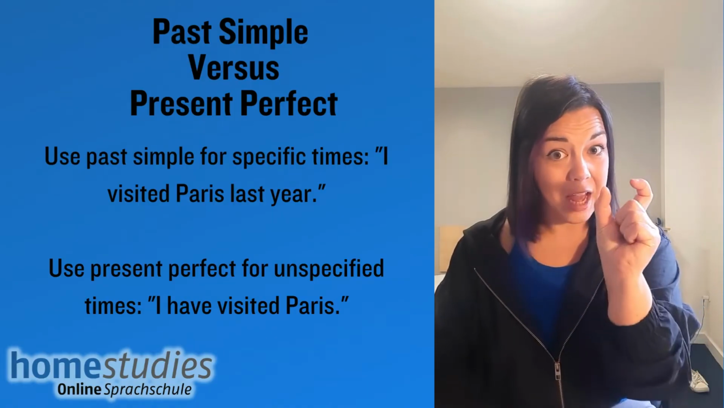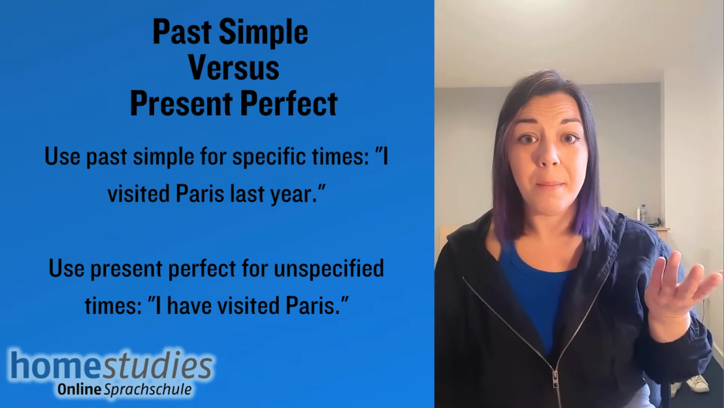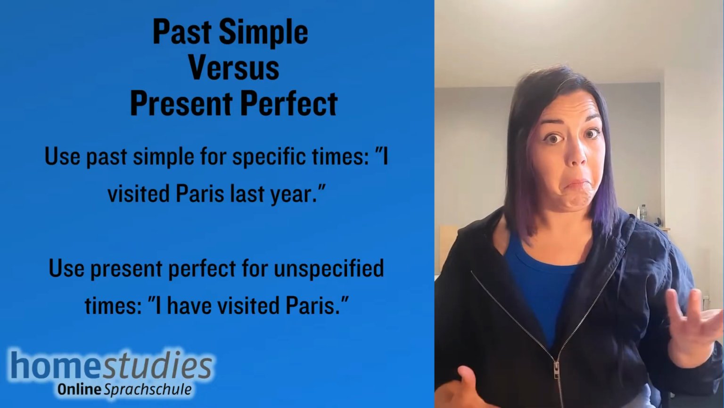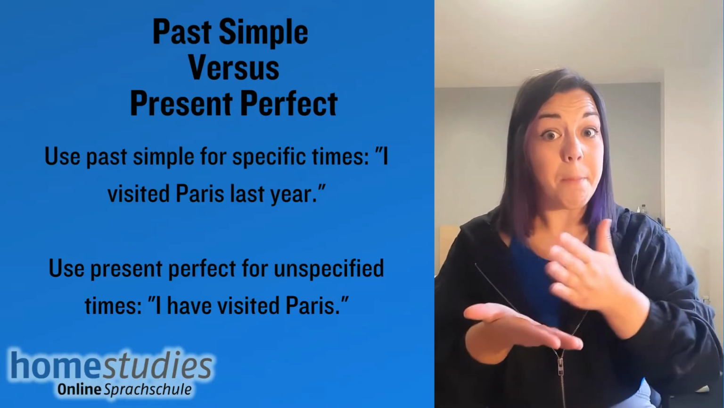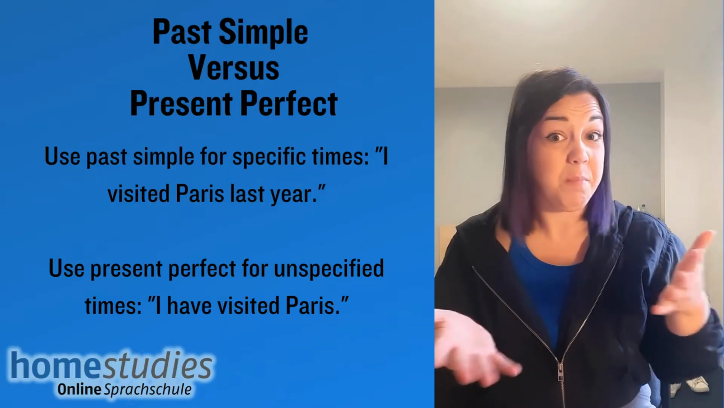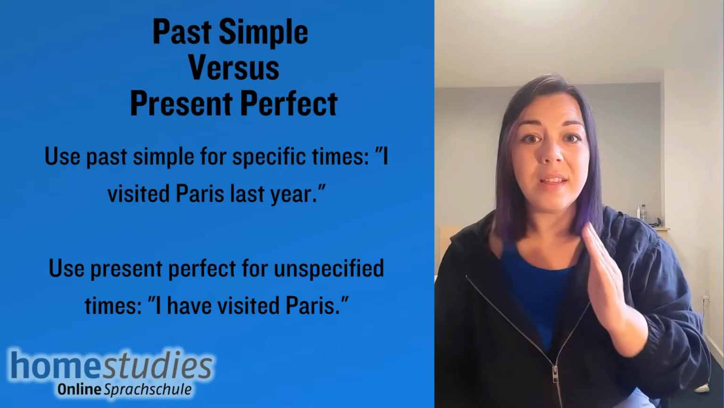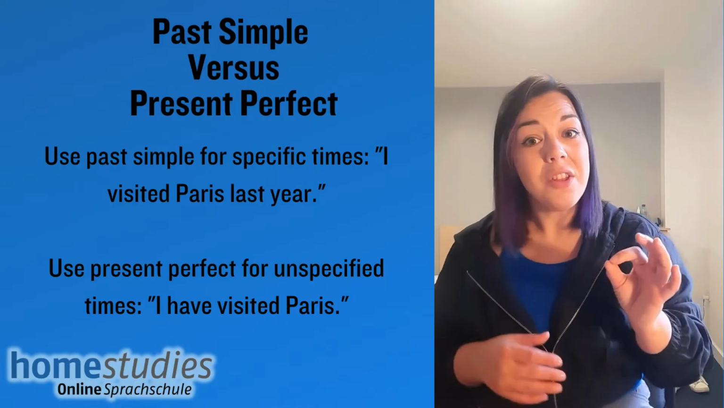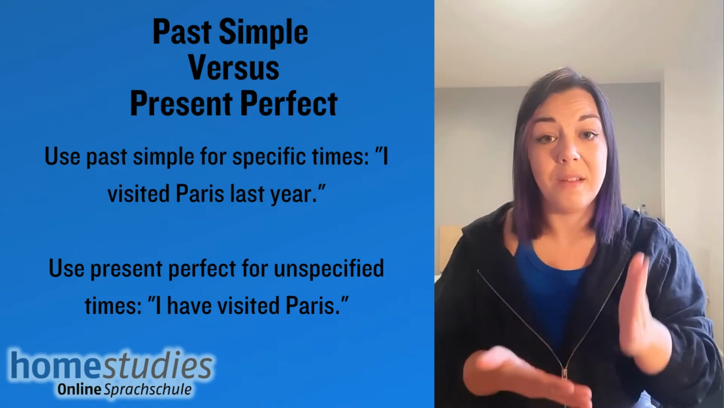So for example, I visited Paris last year. There we have the time marker. It tells us when it happens. Whereas if we look at an example in the present perfect, I have visited Paris. It doesn't tell us when it happened. It doesn't tell us the number of times it has happened, if it's been more than once. So the present perfect really focuses on the result or the general experience rather than the exact time or place when a past action or past event occurred.